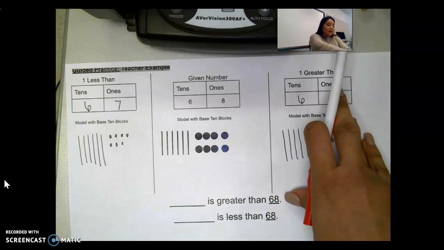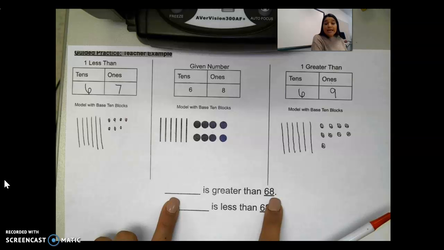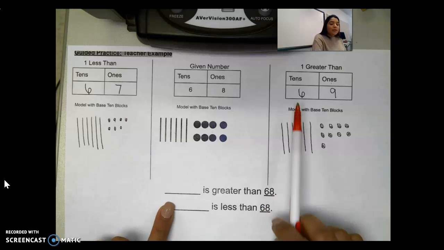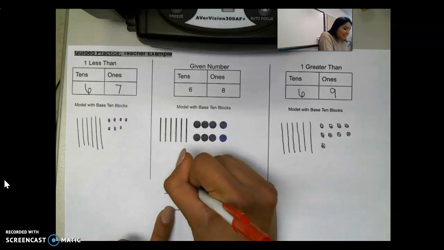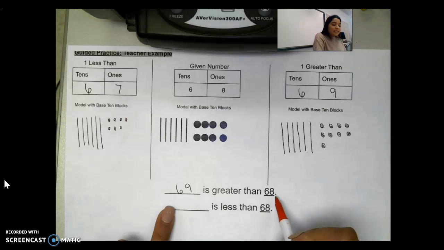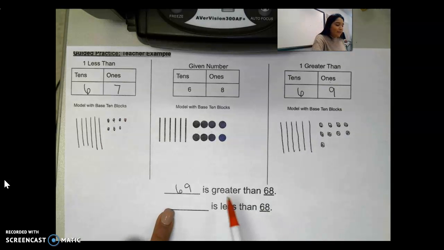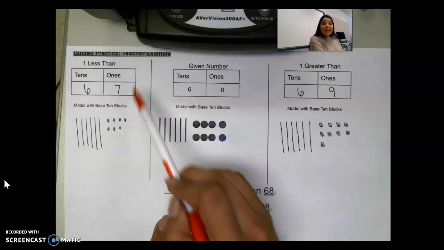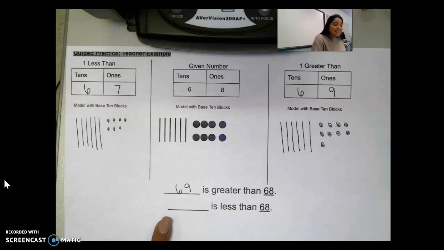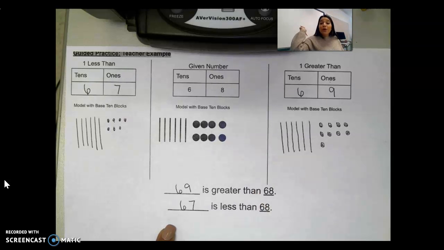So let's go ahead and look down here. And what number is greater than 68? What number did we generate? 69. Yes, 69 is greater than 68. We added 1, so it makes it greater than. What number is less than 68? Which number did we come up with? Yes, 67. So 67 is less than 68 because we took away 1.